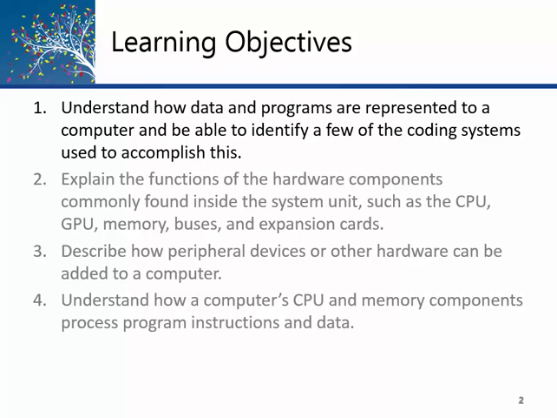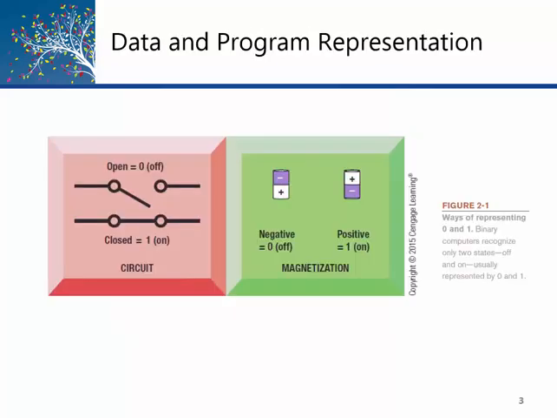The first of our 6 learning objectives is to understand how data and programs are represented in a computer and to be able to identify a few coding systems. How is it represented in a computer, you ask? Well, the answer is ones and zeros. Everything inside a computer is a 1 and a 0. Now, it's not physically a 1 and physically a 0. It's a high or low computer voltage.